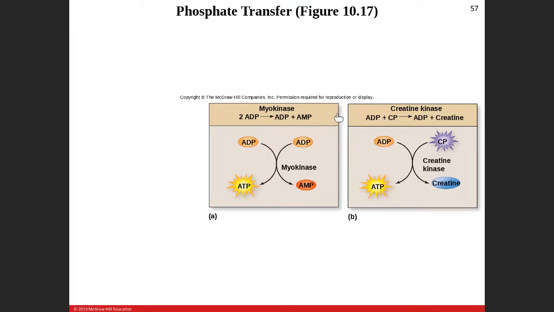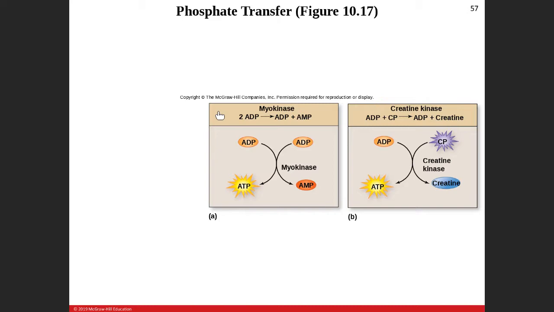All right, so let me do this side first. This is what happens in a normal muscle cell. We're having contractions. As we're breaking down ATP, we got a bunch of ADP floating around. We need to recycle this ADP, or convert it back into ATP. So your muscle cell has myokinase. Remember what I said, kinase is an enzyme that likes to put phosphate onto things.